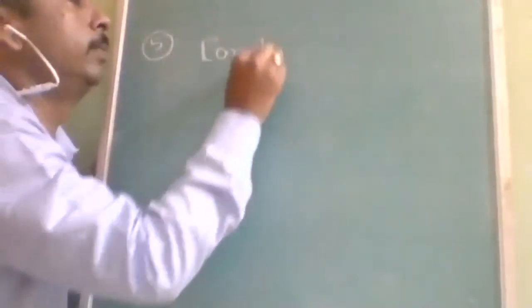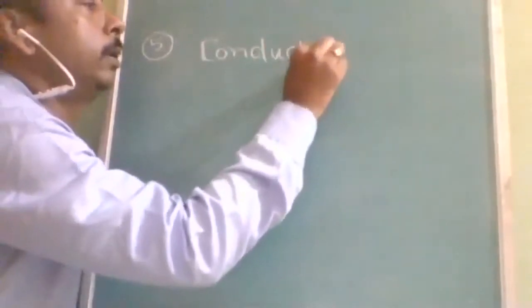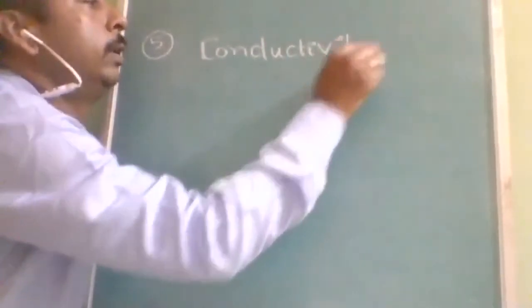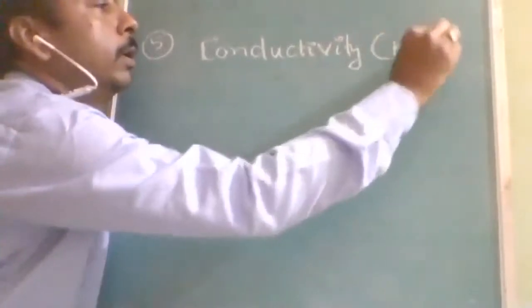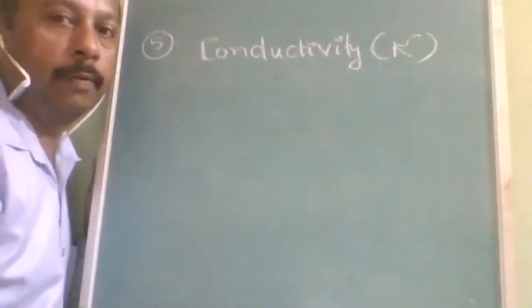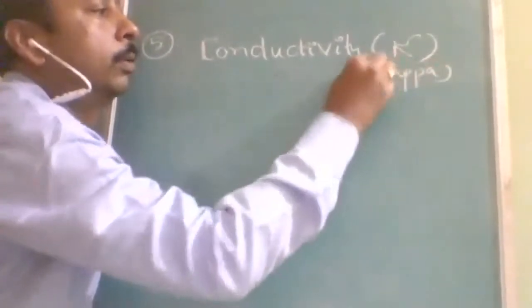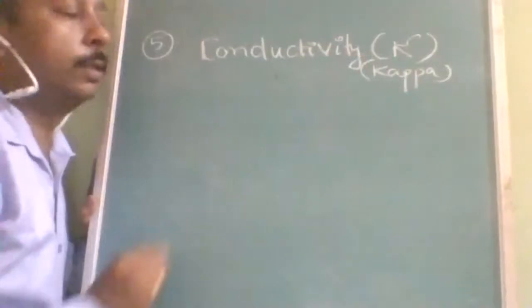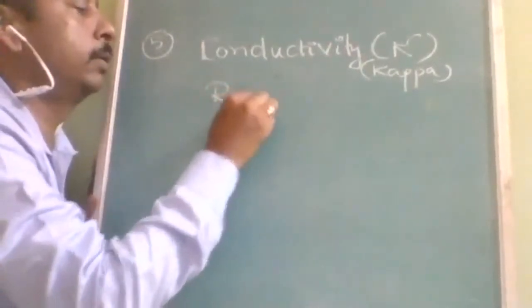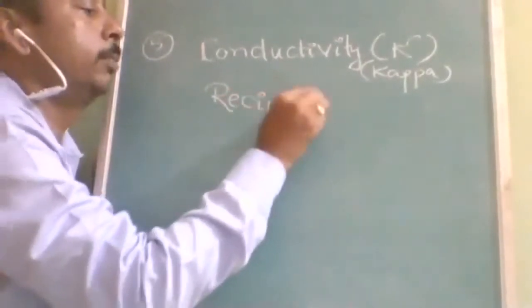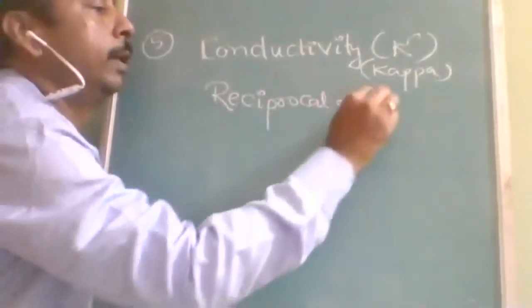Next, coming to the fifth term, we are going to start. The fifth term is conductivity. Conductivity is denoted with K, pronounced kappa. So kappa is conductivity. The definition part is also very easy: reciprocal of resistivity.